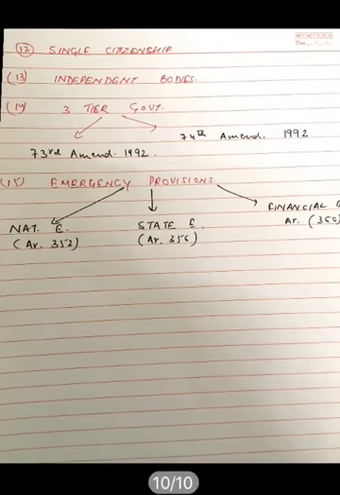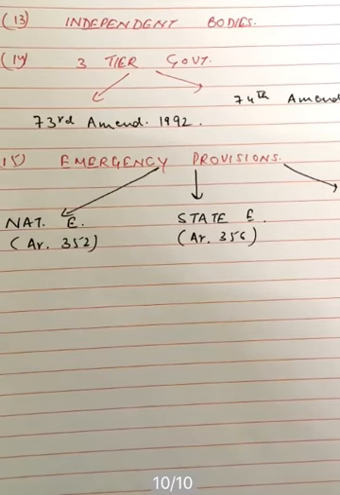Going to the next point, single citizenship. The Indian Constitution is federal and envisages a dual polity, but it provides for all its citizens only single citizenship, that is Indian citizenship. Unlike countries like the USA, India does not have dual citizenship, but a single citizenship for everyone.